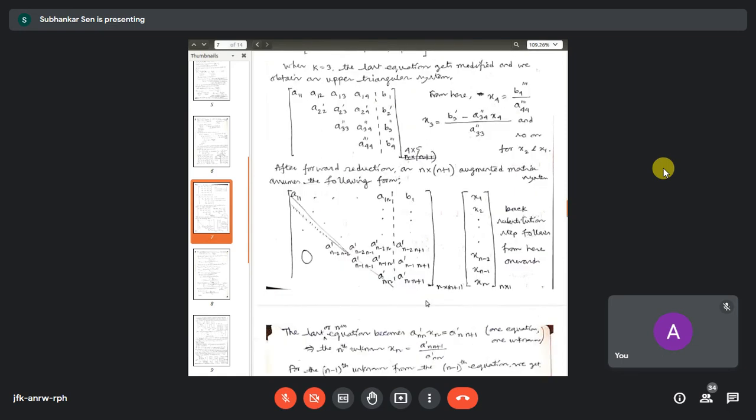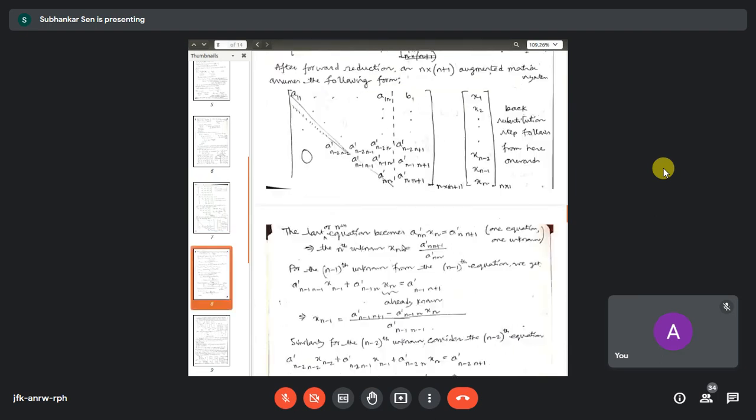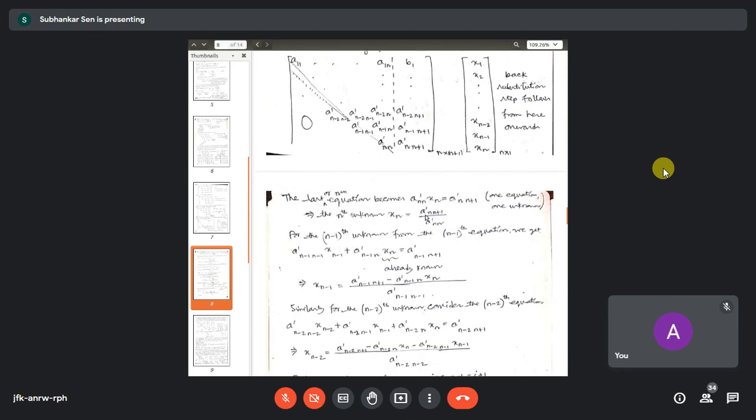Okay, so let us try to make the algorithm based on this. Just by observation, you can easily do it. So the last equation, we have one unknown, one equation. So what is this equation? This equation is A dash nn xn equals A dash n,n+1. You know this part, one equation, one unknown. So you can easily find it out. We have found it out.